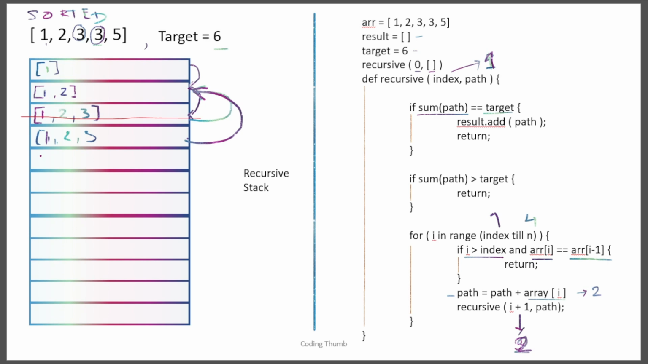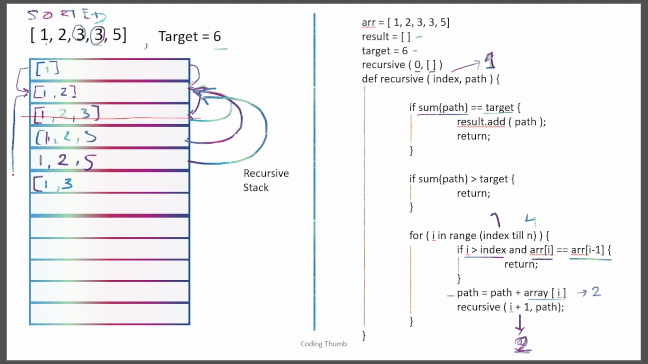Now we have 1, 2, and as we are going in the for loop, we have done with 3 and 3, so we do 5. And we see that the sum of this path is greater than the target, so we return back again. So we come back to our caller. Now 1 and 2 has been exhausted with this list. So now we become 1 and 3. So this internally called all of these stacks.